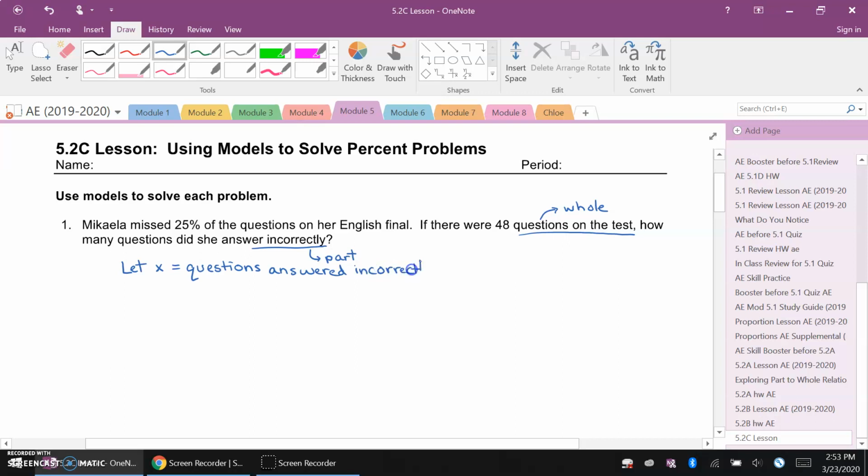So for our word ratio, we're always going to reflect our part and our whole, but we're going to make it more specific so that it's a little bit easier for us to do. Just like last time when we had part to whole, the part that we're looking for here is the incorrect questions, where the whole is the total questions on the test.